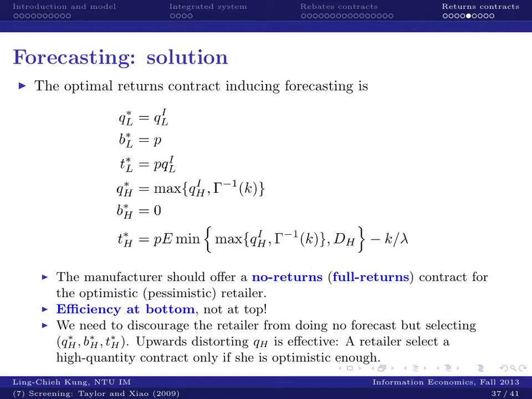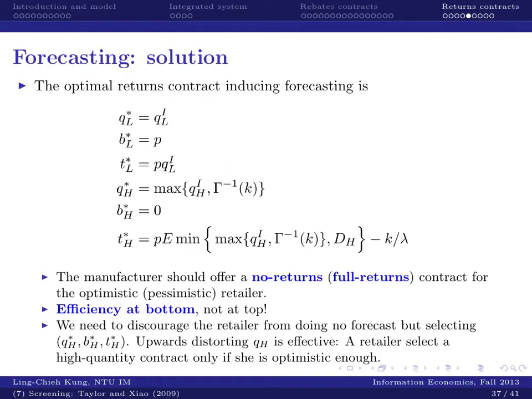The difference between them is too small to differentiate different retailers. Okay, that's the typical case. And typically we decrease QL star, but here we do another thing. We increase QH. Okay, and now let's see why.